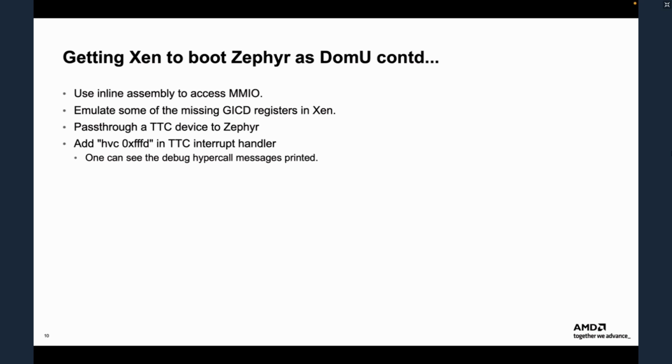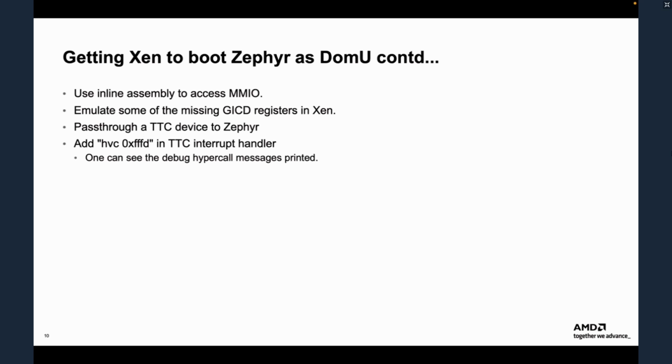So we discussed with the community, and the best course here was to basically use inline assembly instructions to access the MMIO region. So we could use two STR instructions or two LDR instructions to access the 64-bit and 32-bit registers. After that, we got certain aborts because certain GICD registers weren't emulated by Xen. So that was the easiest bit. We just added emulation for those registers.